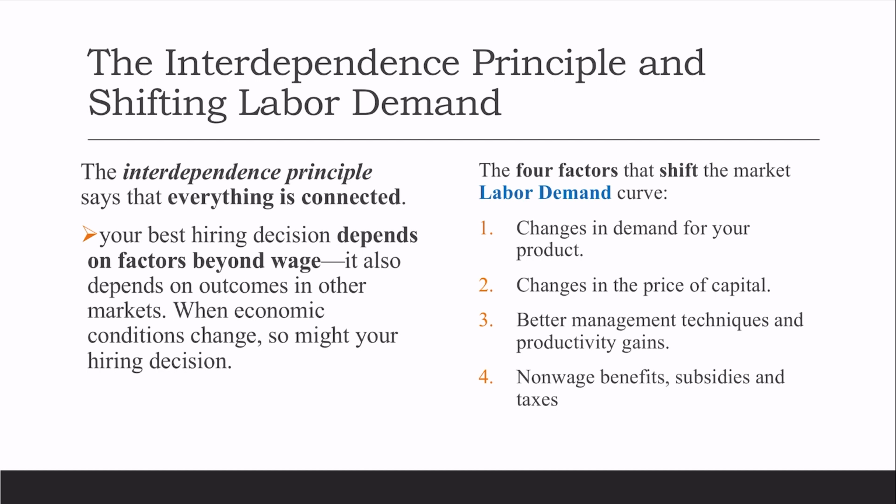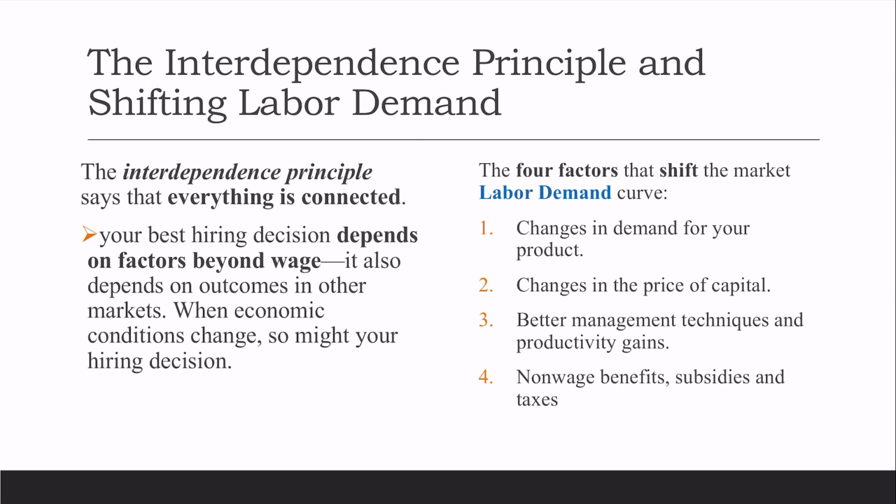Change in demand for your product. If the demand for the product increases, we need more labor to produce that. If the demand for the product decreases, we need less labor to produce that, because we want to reduce our production. We have to lay off. So this is the way that is going to shift the curve from right to left or left to right, depending upon the demand of the product they are producing.